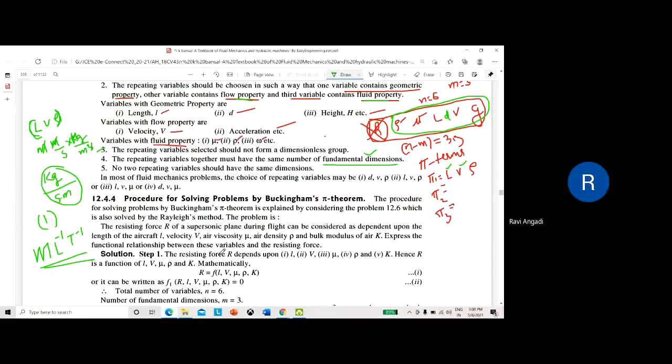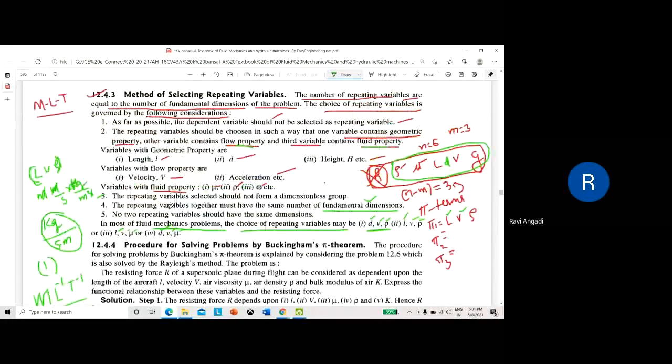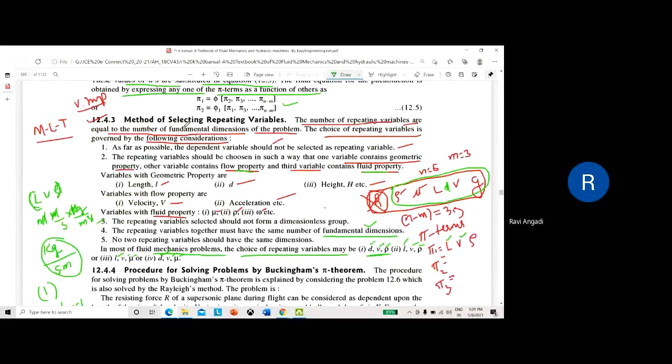So these five points you should remember. In most fluid mechanics problems, the choice of repeating variables may be like this: one geometric, velocity, density. Again, length, velocity, density, or length, velocity, viscosity, or diameter, velocity, viscosity, like this. So this is how we can choose the repeating variables. Please note it down, all of you.